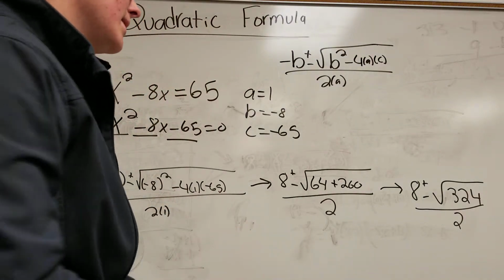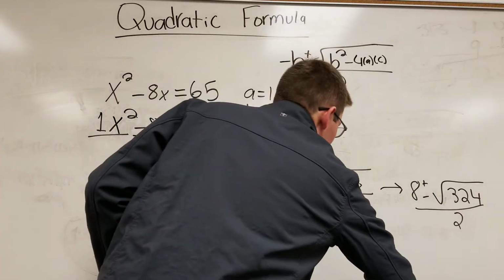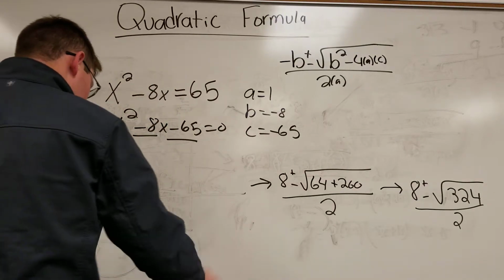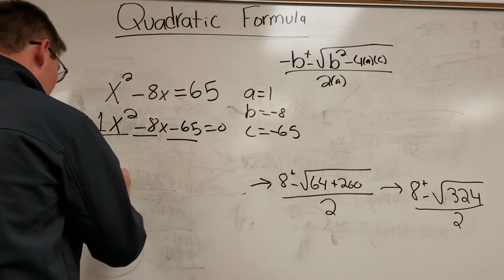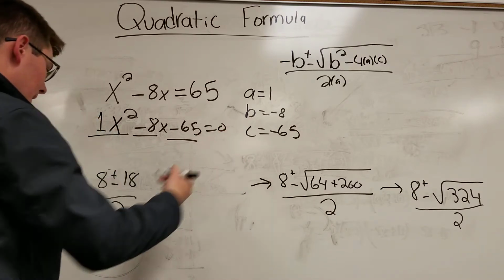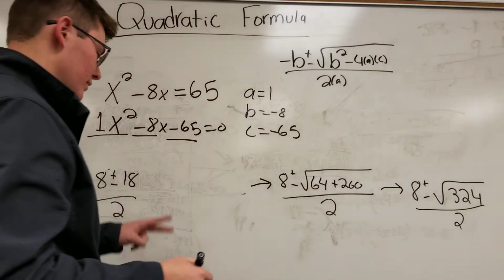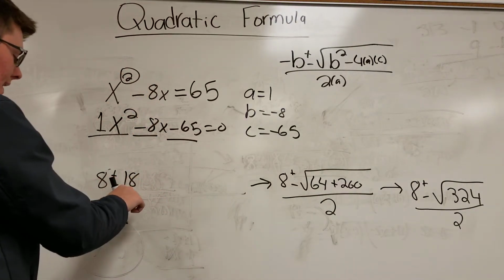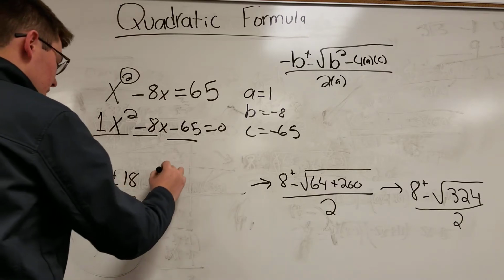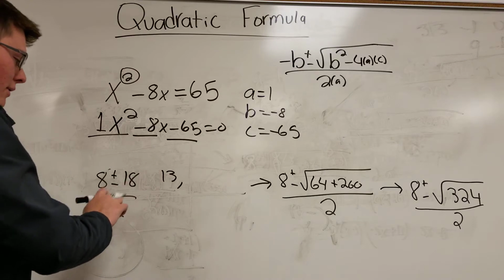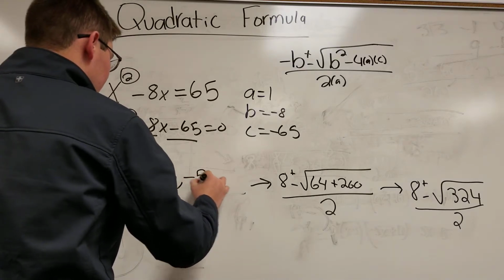Now, for the final step, let's go ahead and simplify what's in that radical because it can be simplified. And we come out with 8 plus or minus 18 over 2. Now we can put this into two different answers since there are two different zeros by looking at this exponent. So we have 8 plus 18, which is 26, over 2, which is 13. And 8 minus 18, which is negative 10, over 2, which is negative 5.